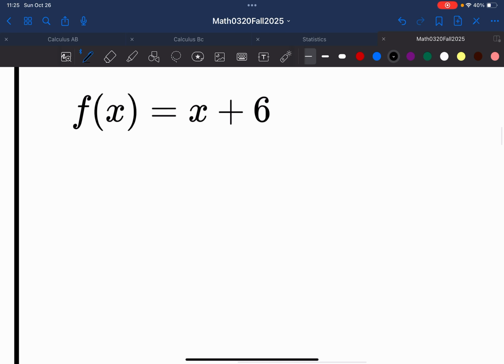And then this one has no fractions, and it has no square roots, so we don't have to worry about any special properties. So the domain here is all real numbers.